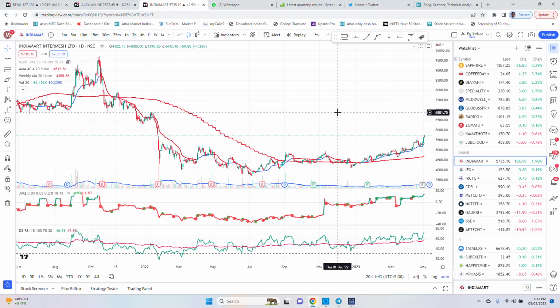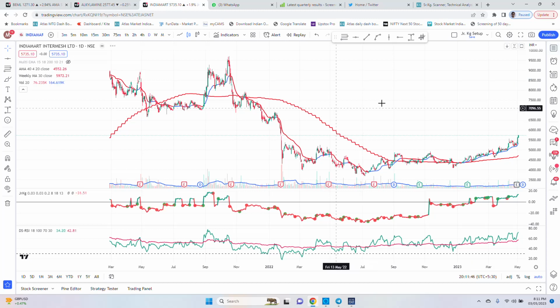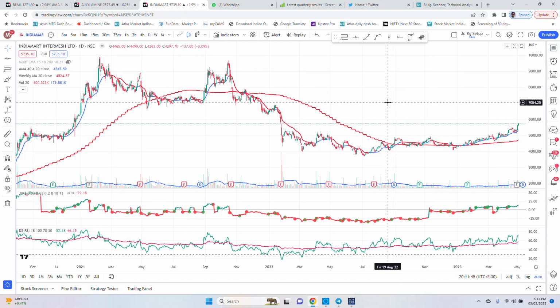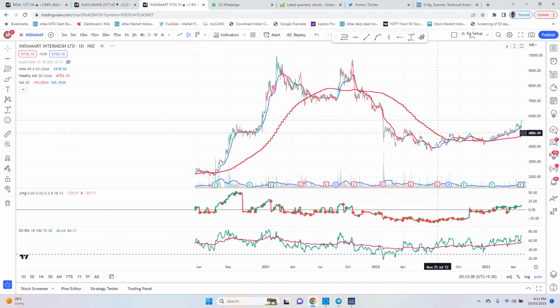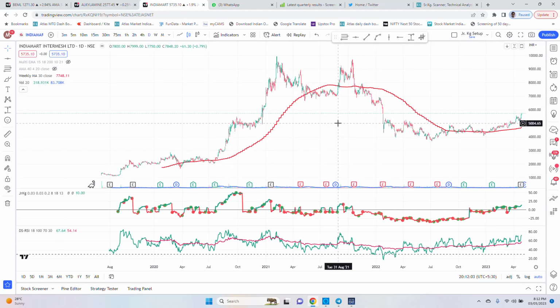So just to explain how you can do the stage analysis with the help of the 30 week moving average, here is the classic example of the IndiaMART chart, which explains very beautifully how the stage analysis can be done. Here, if you see, this stock was listed in July 2019 at a price of 1329, and then till here, which is July 20. So July 19 to July 20.